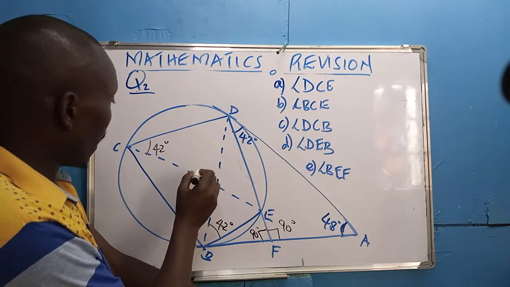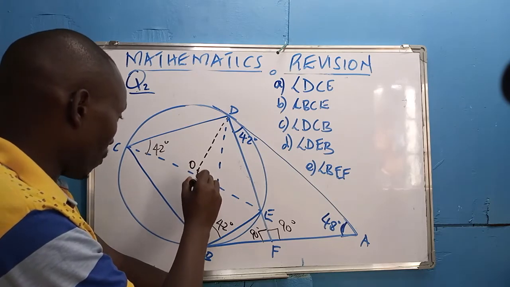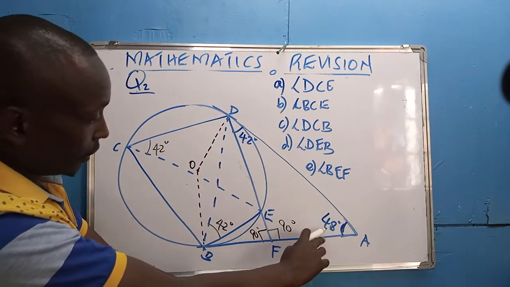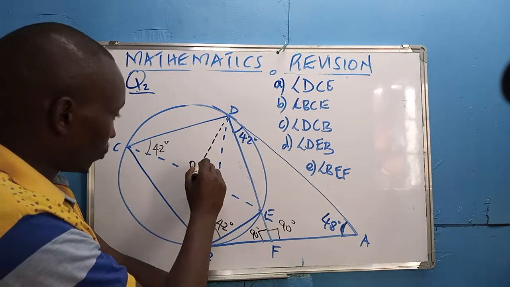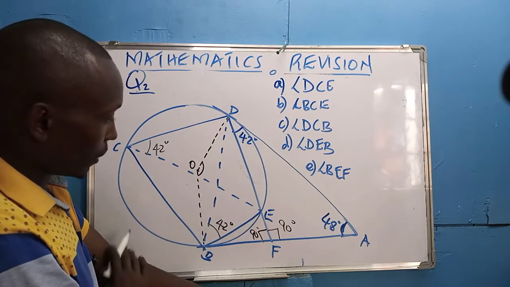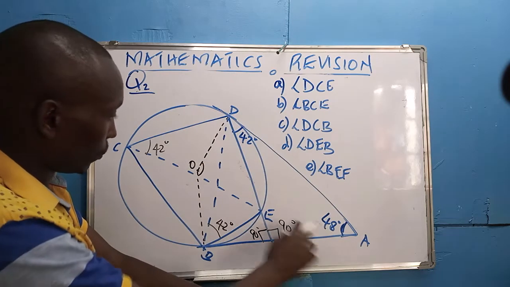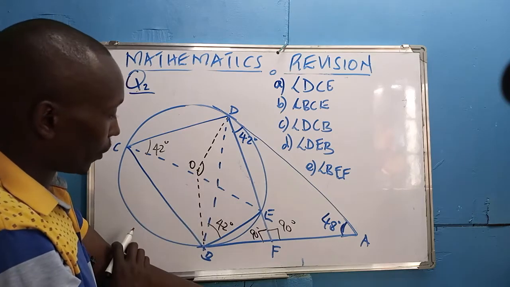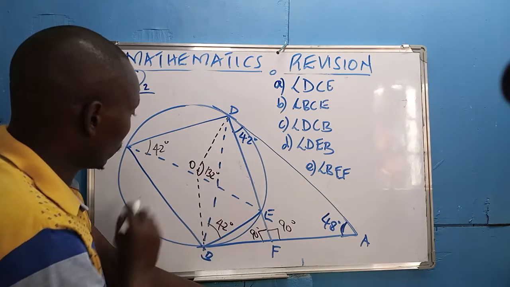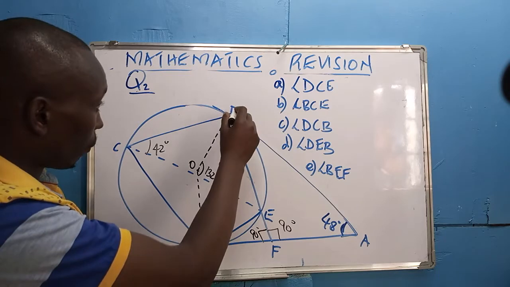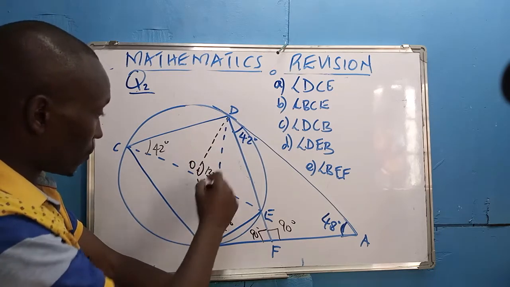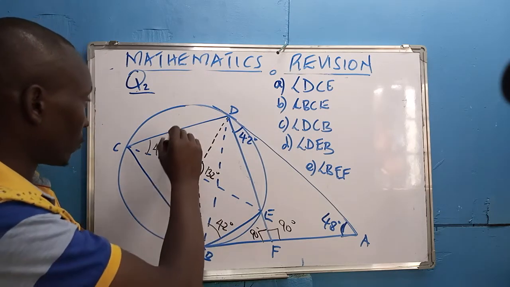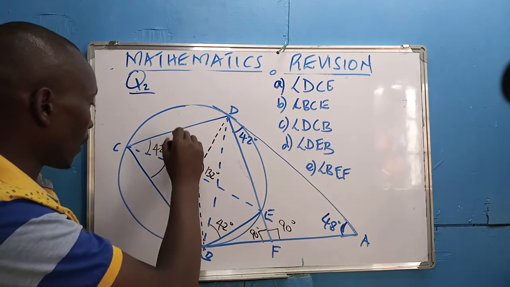So if I can have a center, this may be center O. Remember what we said, this angle in relation with this one: these two angles will add up to 180. So if this is 48, the whole of this angle here is 132 degrees. So if I know the angle DOB is 132 degrees, automatically I know this angle.